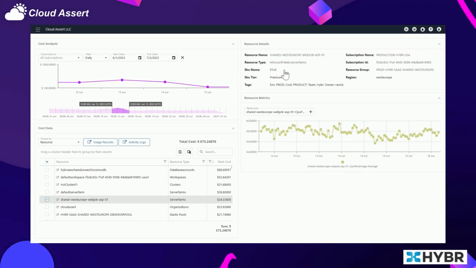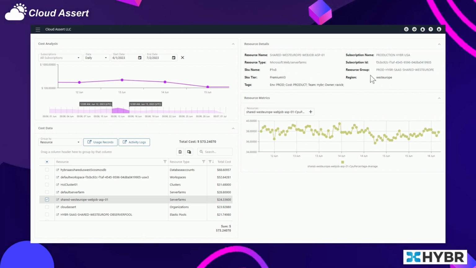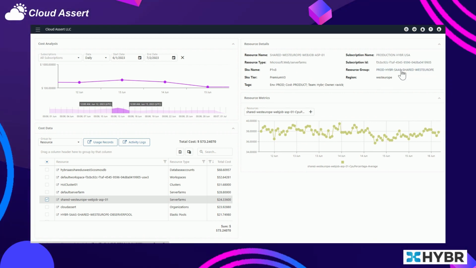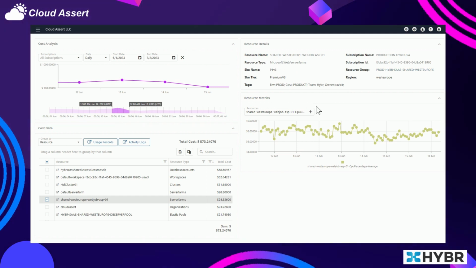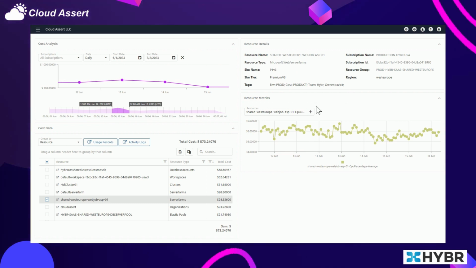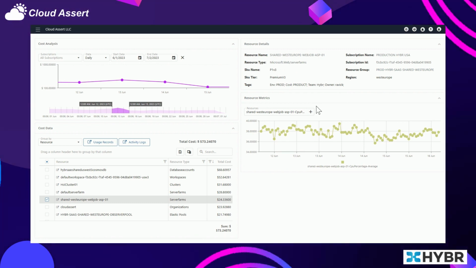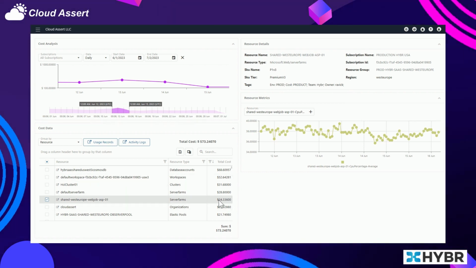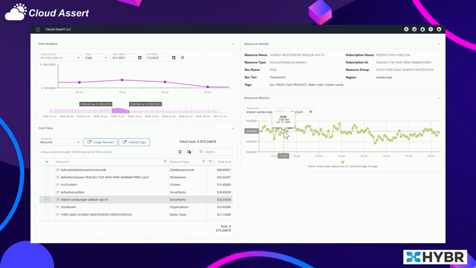So this is basically a Premium P1 B3 type of resource. It is deployed in this region belonging to these subscriptions and whatnot. And I can also look at the resource metrics. This is the actual performance metrics that Hybr is able to pull from Azure related to this cost data for this particular resource, and present it in this unique fashion where I can see this.